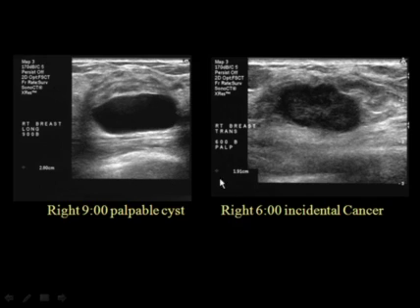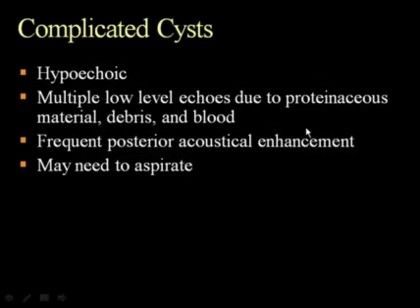However, while we were in the right breast scanning the whole breast, we also found an incidental cancer. This is an irregular mass with irregular borders. It's solid, and this turned out to be carcinoma.